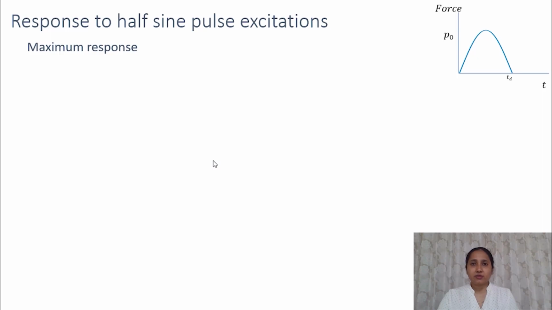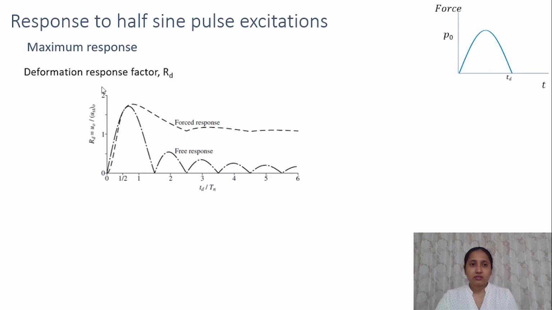Now let's find the maximum response. To find the maximum response, we have to maximize the response expressions. I'm not going into the detail of the derivation. So this is the deformation response factor. During the forced vibration, the maximum response varies like this, and during the free vibration, the maximum response varies like this for different values of Td by Tn. We can use this curve to find the maximum response for any value of Td by Tn.